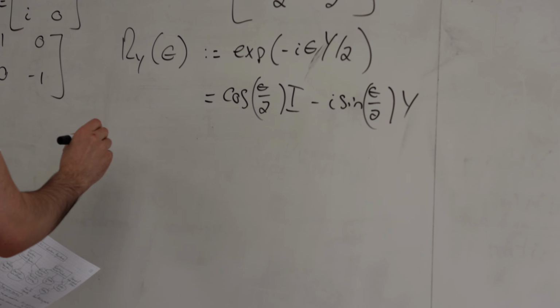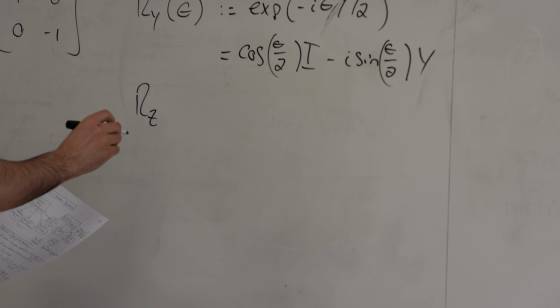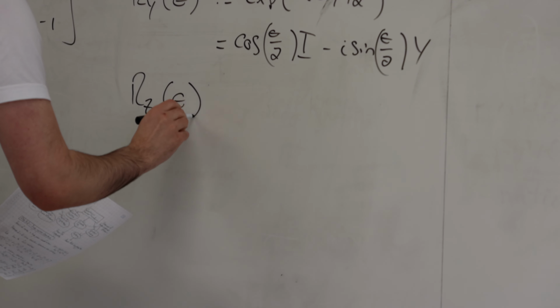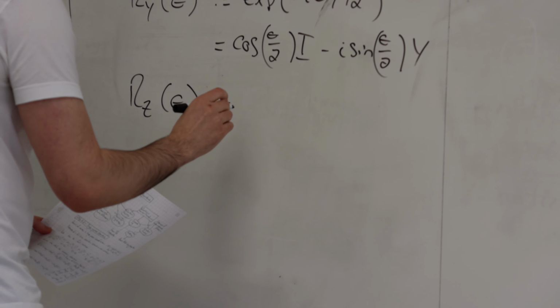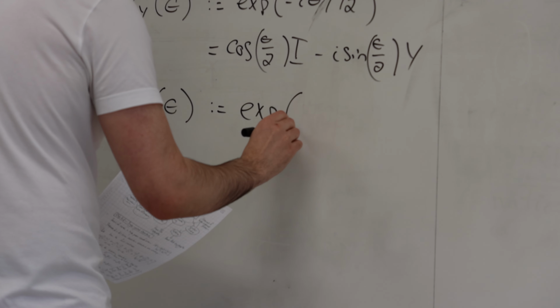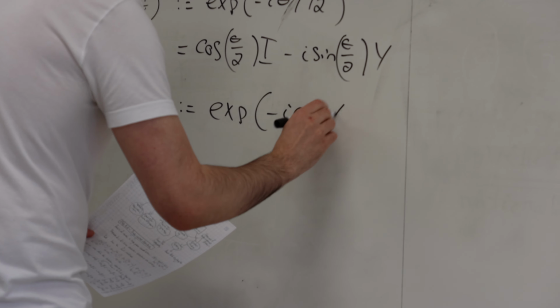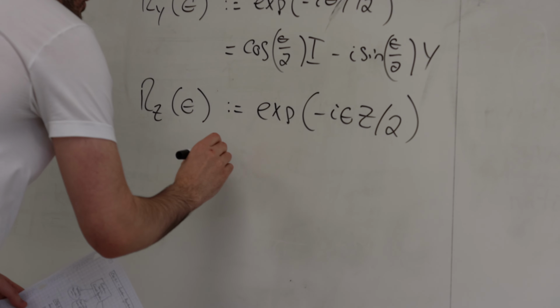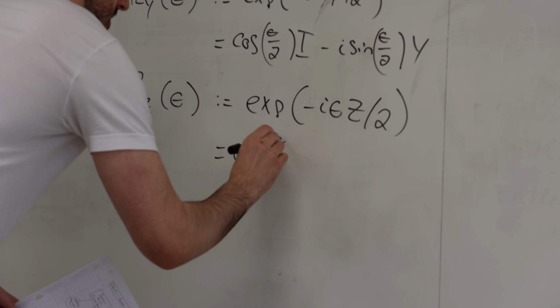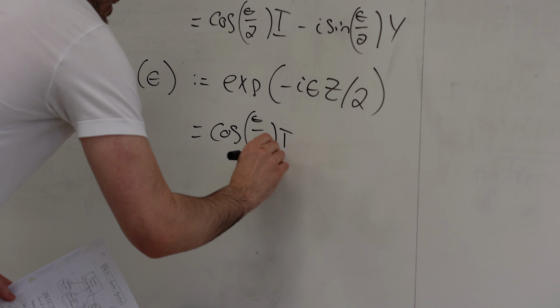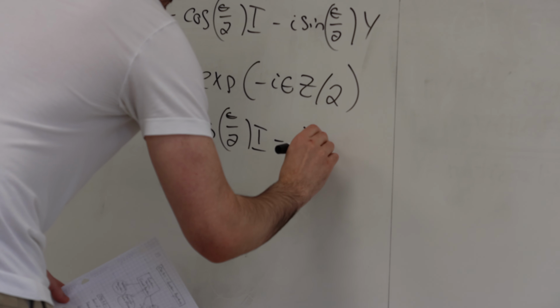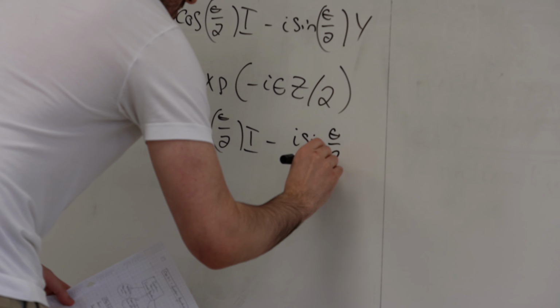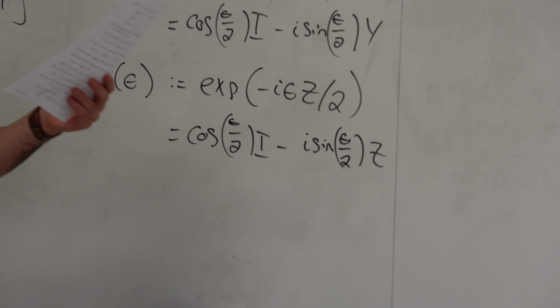And then the last one you'll have is the z rotation, so a rotation about the z-axis by an angle theta. Again, always being defined in the same way, exponential of minus I theta, whatever the Pauli matrix is, divided by 2. And when you work this out, it comes out to be cosine theta over 2 identity minus I sine theta over 2 times whatever the Pauli matrix is.